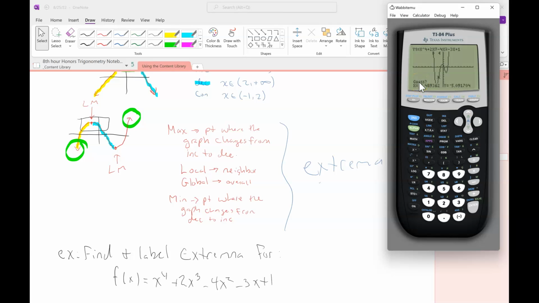The guess doesn't matter as long as there's only one extrema in between your left bound and your right bound, which is the way I've done that. So I'll just press enter. My global minimum is the point negative 2.242682, comma, negative 9.653029. That's it. Easy, right? Just using your calculator.